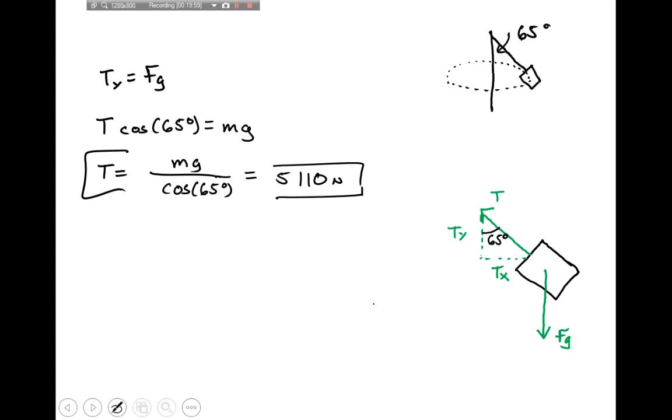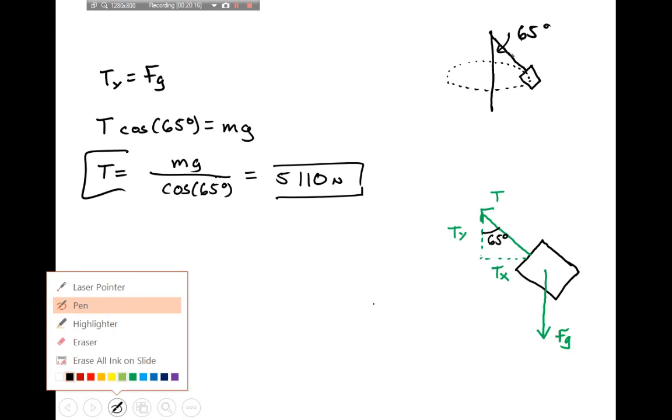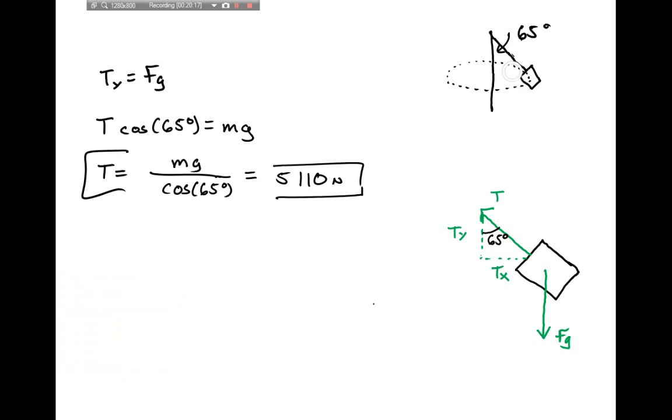So the next part asks us to figure out how fast this object has to be moving to be traveling in this horizontal circle with this angle being 65 degrees. So the idea here is that if this object is traveling in a uniform circle, then there has to be some force that is causing a centripetal acceleration. There has to be some force that's pointing inwards towards the center of the circle so that the object will travel in a uniform circular path.